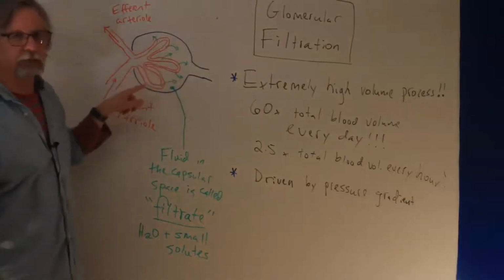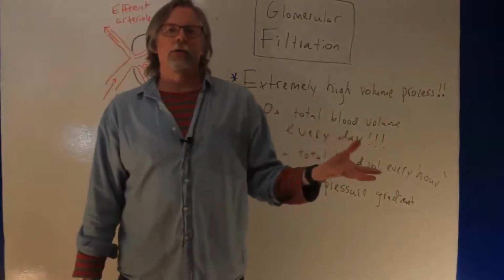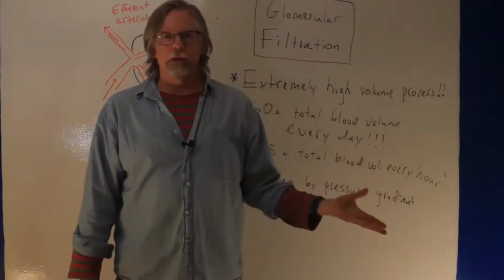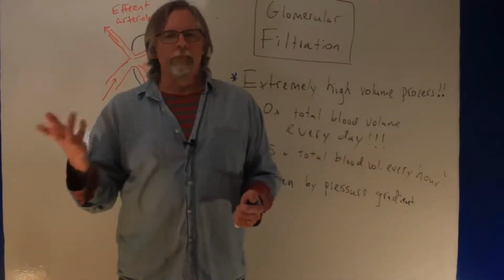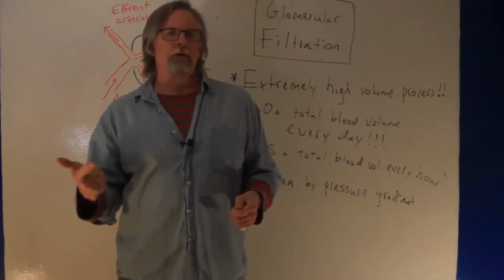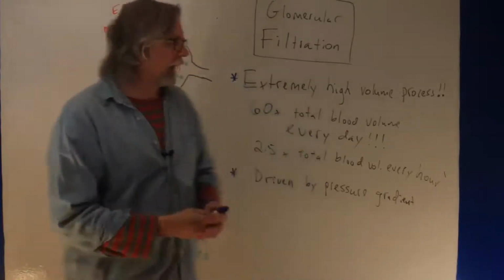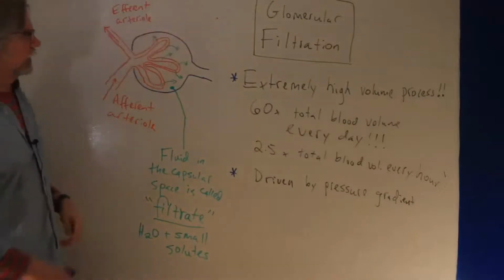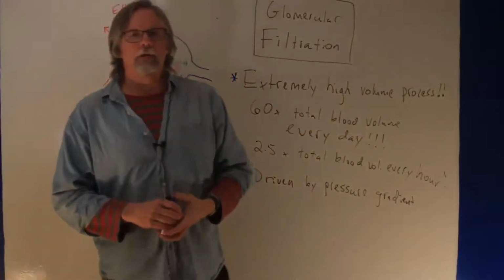So this is not everything that's in blood. It's basically water and small solutes. Large things like formed elements, red blood cells, white blood cells, platelets do not get out. They stay in the blood. But blood plasma, which is mostly water anyway, and small solutes like ions, glucose, amino acids, and small waste molecules, they do get out. So they pass into what's called the filtrate. If it moves into this capsular space, it's called the filtrate. Okay, and so that's the first process that's involved.